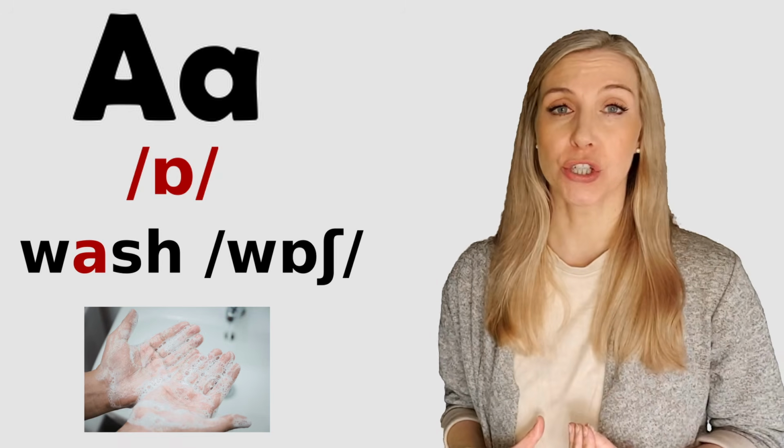Another way the letter A can be pronounced is /ɒ/, like in the word wash. Let's practice this sound. Open your mouth, create a circle with your lips, and then say /ɒ/. Your turn. Let's practice with some words.